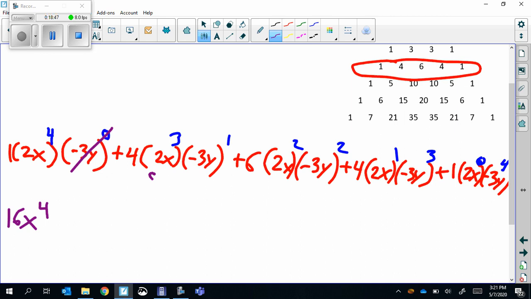2 to the third, that's 8. And then negative 3 to the first is negative 3 times 4. So we're just multiplying those 3 numbers there. It will be negative. 8 times 3 is 24. 24 times 4 is 96. And we got an x to the third and a y to the first. 2 squared is 4. Negative 3 squared is positive 9.